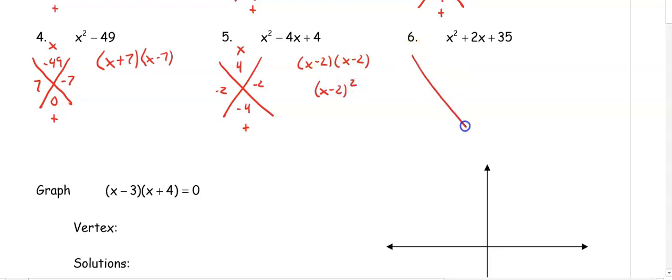In number 6, we want two numbers that multiply to 35 and add to 2. Well, there's no numbers that multiply to 35 while adding to 2, so this is prime.